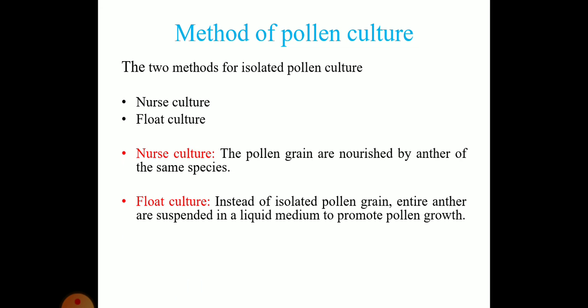The second one is the float culture. Instead of isolated pollen grains, entire anthers are suspended in a liquid medium to promote pollen growth. The pollen grain grows into a clump of cells within the anther wall and is discharged into the medium. The cell clumps are separated by centrifugation and cultured on a semi-solid medium. The float culture method was described by Sutherland and Robert in 1977.